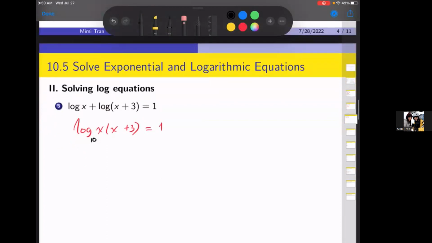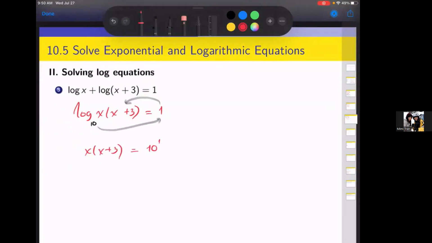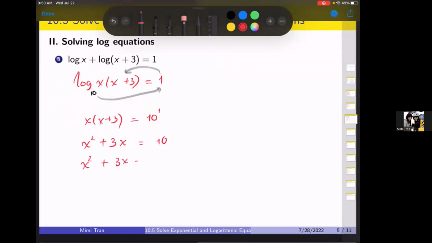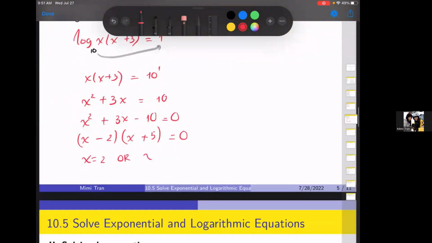What do you think I'm gonna use to solve this? We don't know how to solve a log, but we know how to solve an exponential. So what I'm going to do next is that little arrow thing. 10 to the power of 1 equals the input, right? So x times x plus 3 equals 10 to the first. Distribute: x squared plus 3x equals 10. Move 10 to the left: x squared plus 3x minus 10 equals 0. It should be factorable. If not, you can use the quadratic formula. Five and two, right? Minus plus. So this means x equals 2 or x equals negative 5.